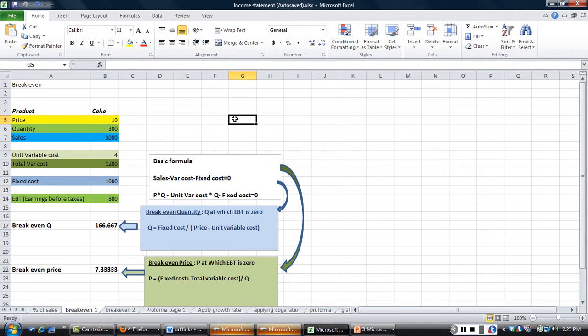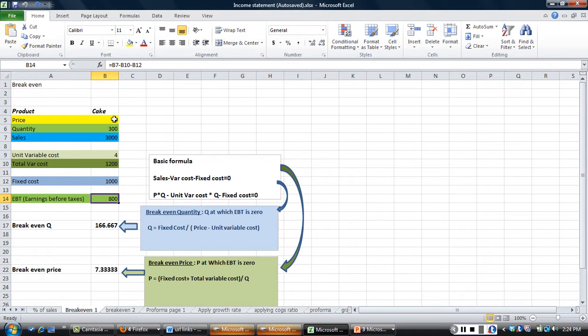and then we are going to go back to our income statement. So the formula for break-even quantity and break-even price is right here. This is where they put it in the Excel. What you need is the price, you need to know your quantity, and hence the total sales. You need to know the unit variable cost, and hence the total variable cost and the fixed cost. And from there you'll be making some profit.